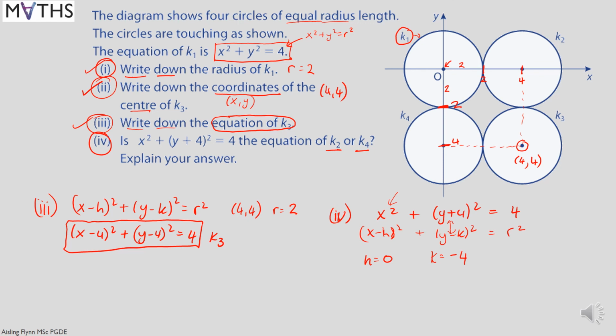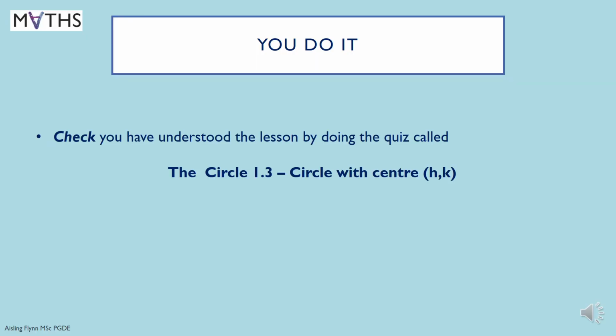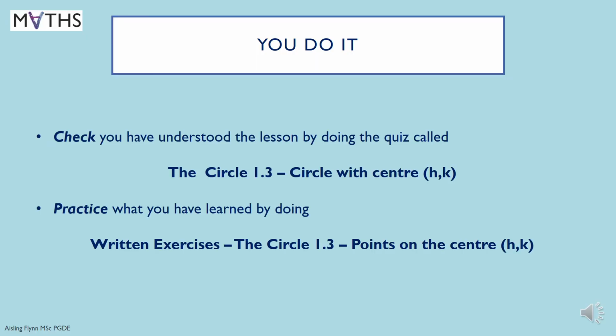Okay, so which of the circles, and they all have radius 2, which of the circles has a center of 0, minus 4? So x value 0, y value minus 4. It is this one here. Okay, it's k4. So the answer is k4. So just a little bit of detective work there. Now you do some work on that with the quiz and the written exercise.